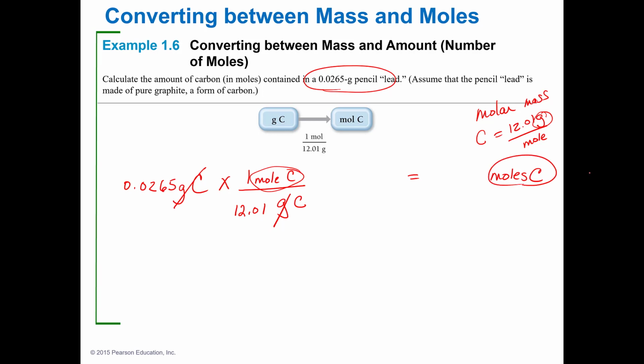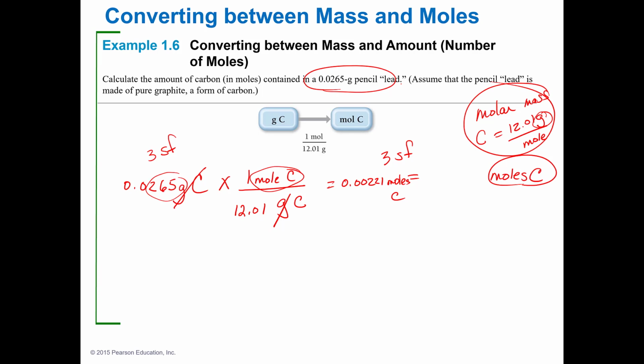And so I just have to do the math, and that is 0.00221 moles of carbon. And I'm going to use 3 significant figures because I had 3 significant figures in my measurement. Pretty easy. You just got to remember that you're using molar mass.